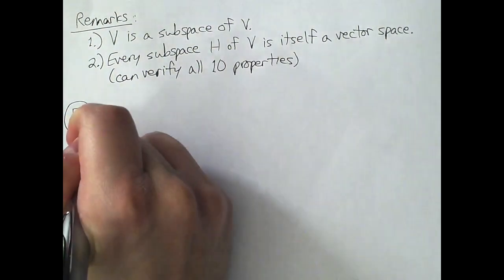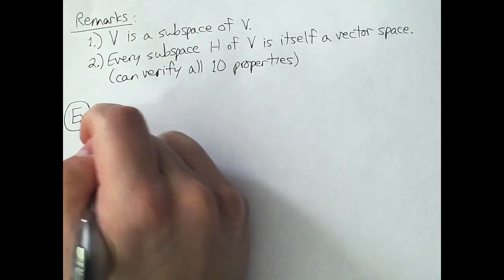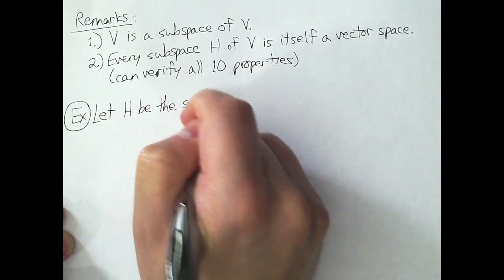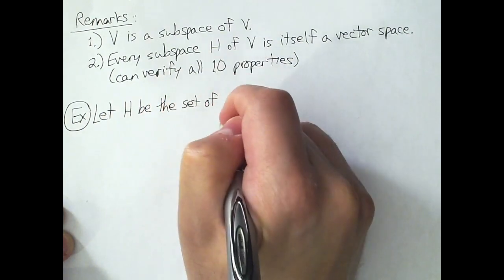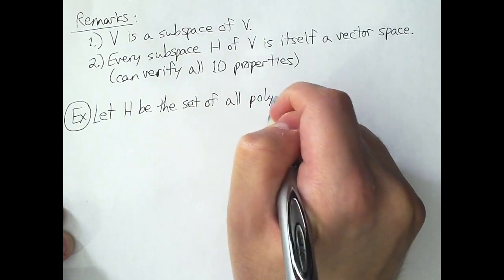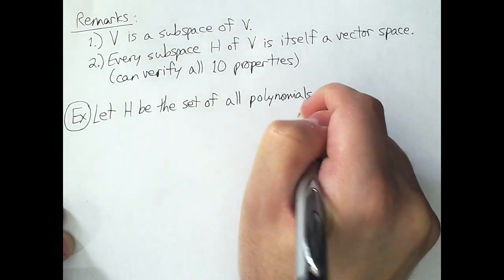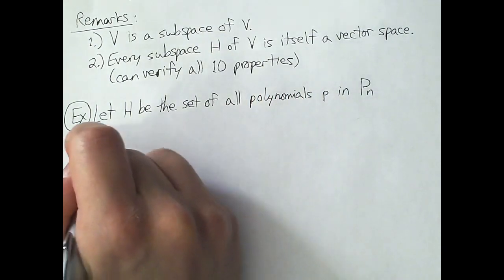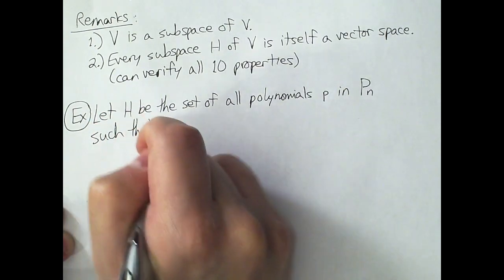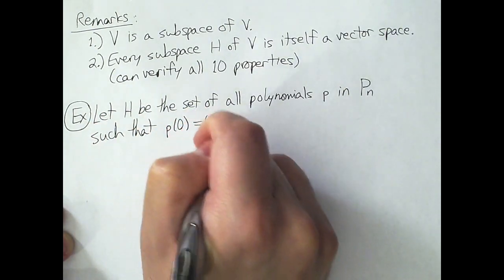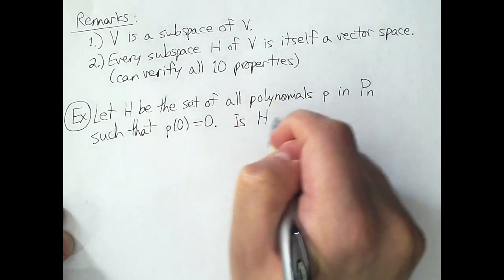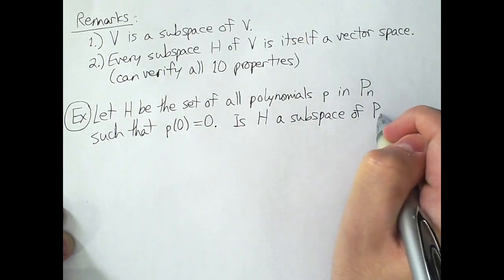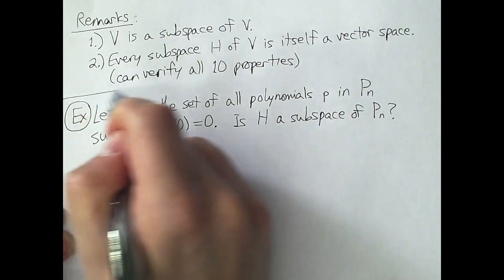I'm going to walk us through this. This is all still pretty new to us. So let H be the set of all polynomials, lowercase p, in Pn such that p of 0 equals 0. Is H a subspace of Pn? Let's talk about this.